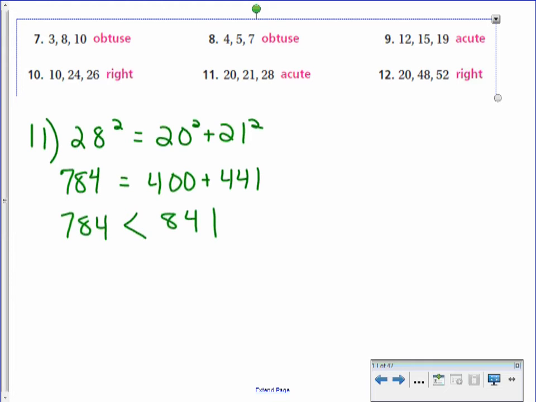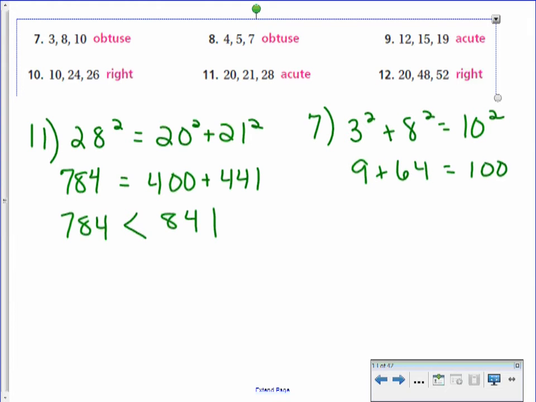All right, so then the question was asked about number 7. Obviously, the largest number there is 10. So, again, it doesn't matter which way you put it. I can put it the other way around. Right, 9 and 64 and 100. And that is what, 73? So since the hypotenuse side is the larger one, that means it is.